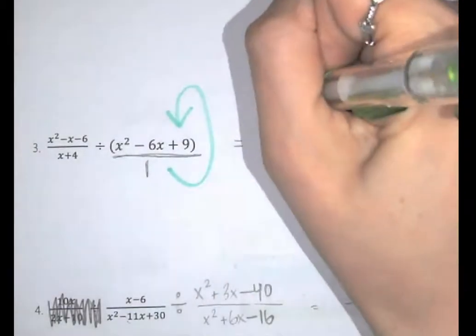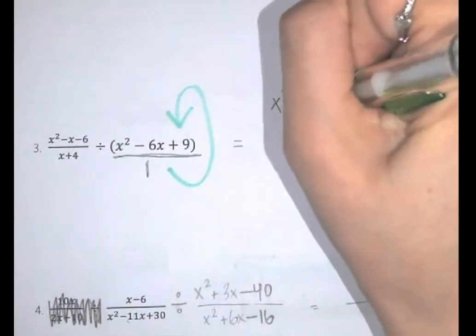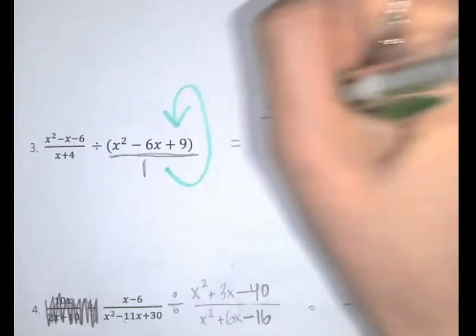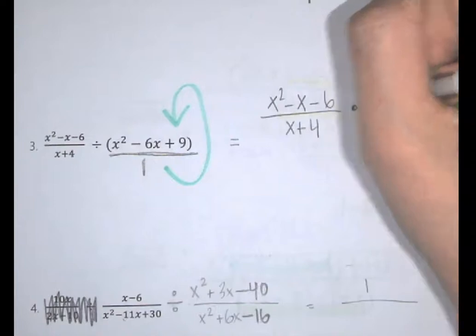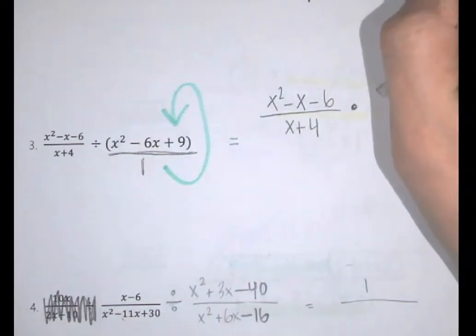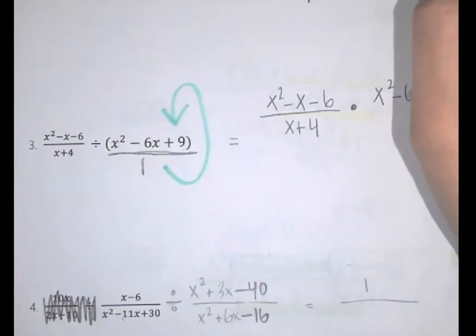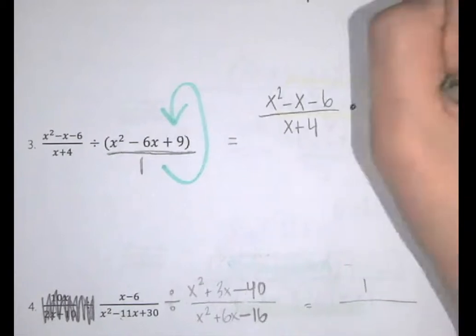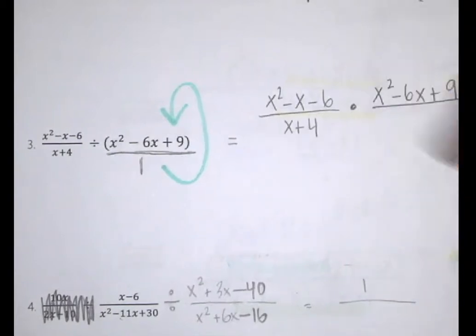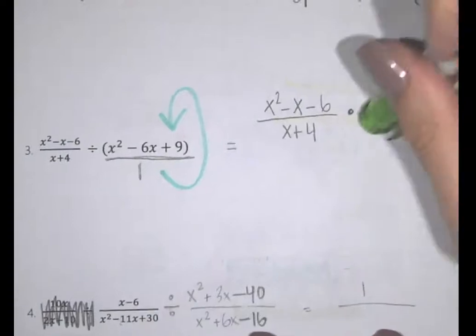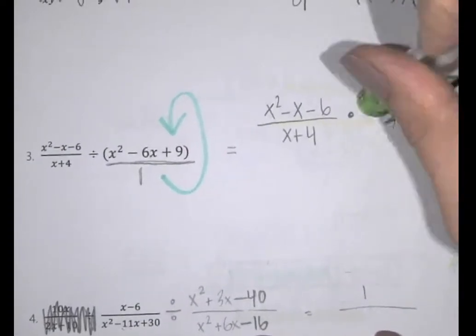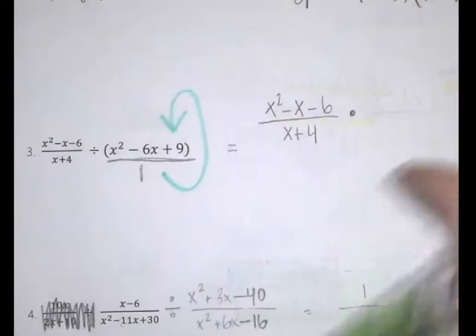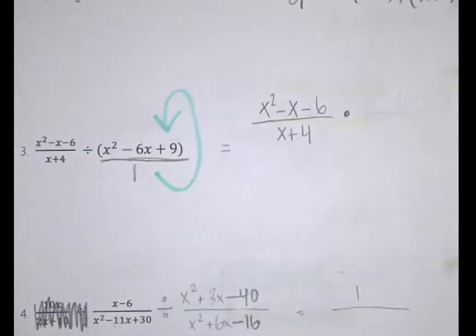So this is x squared minus x minus 6 over x plus 4 multiplied by x squared minus 6x plus 9 over, oops, oh, teacher, what are you doing? I got lost because Alexa just told me somebody's at the front door.